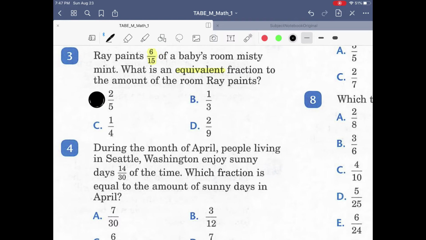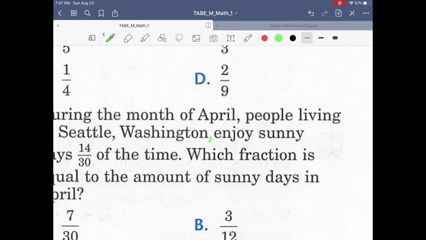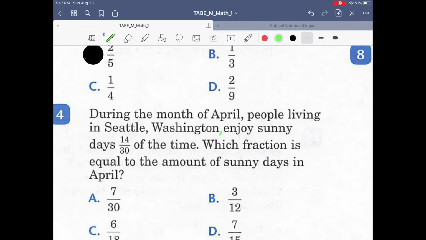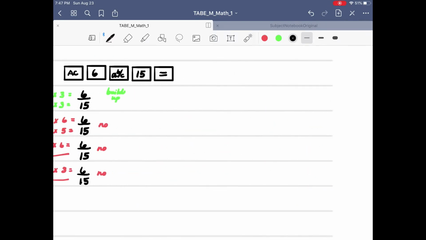Number 4. During the month of April, people living in Seattle, Washington, put a comma there because that's a state, enjoy sunny days 14/30ths of the time. There are 30 days in April, so that's where that 30 is coming from. Which fraction is equal to the amount of sunny days in April? So we're comparing everything to 14 over 30.